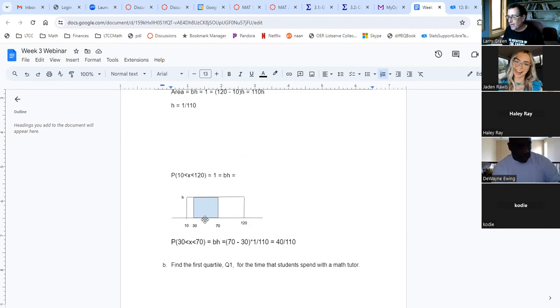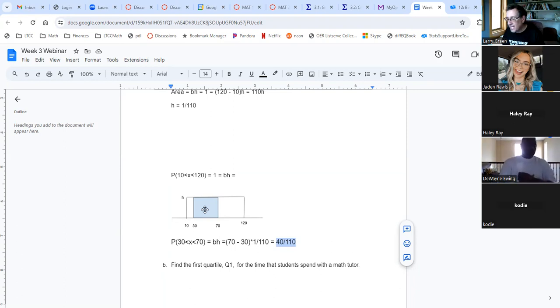But the good news is we have rectangles and we know how to find the areas of rectangles. So it's base times height. The base will be 70 minus 30. If you go from 30 to 70, then that length is 70 minus 30. The height we found out earlier was 1 over 110. So our probability is 40 over 110. Any questions on that? Any questions?